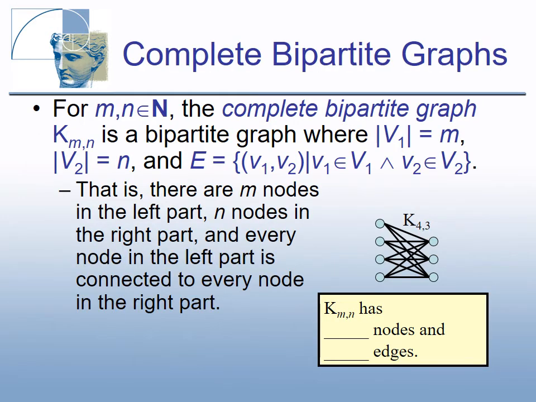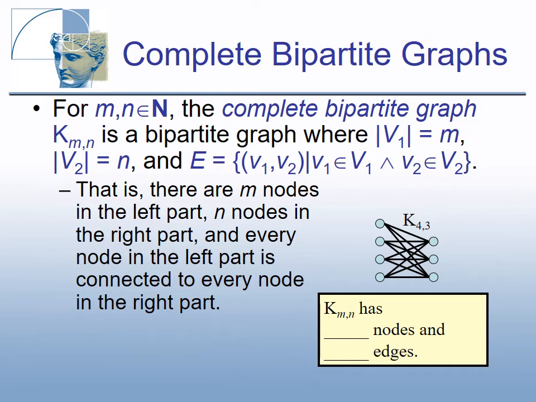In this slide, you can see the definition of complete bipartite graphs. That is, there are m nodes in the left part, n nodes in the right part, and every node in the left part is connected to every node in the right part. Note that not every complete bipartite graph is complete. Again, let us answer a few questions together.